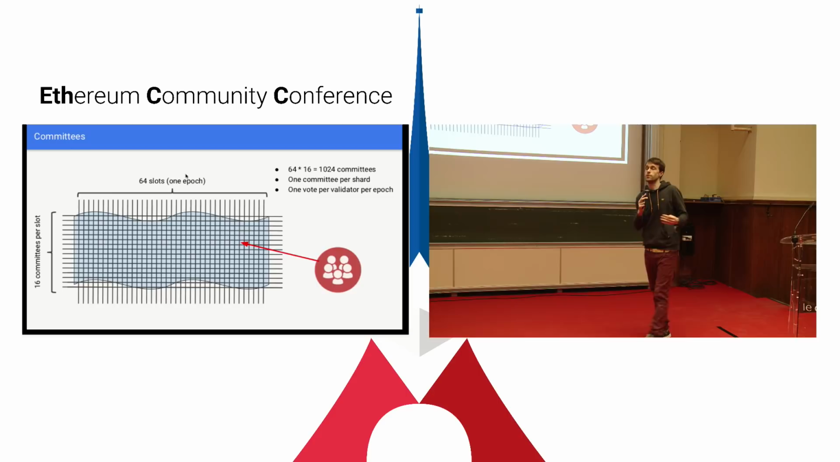The basic idea of sharding is that we move away from the model where every validator does all the work that has to be done. You know, for example, in ETH1, every node does all the computations. Instead, we take the pool of validators, we slice it and dice it, and then we assign these very small committees to specific shards to do some work. And each validator will get one single vote per epoch.